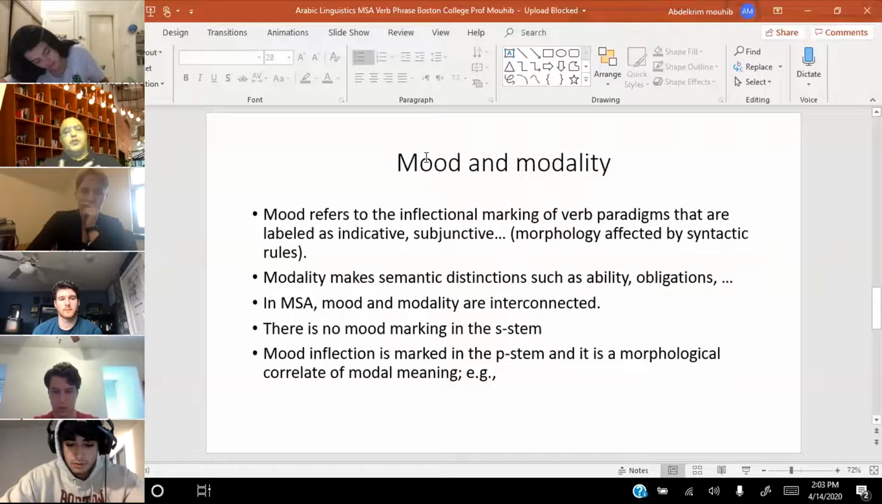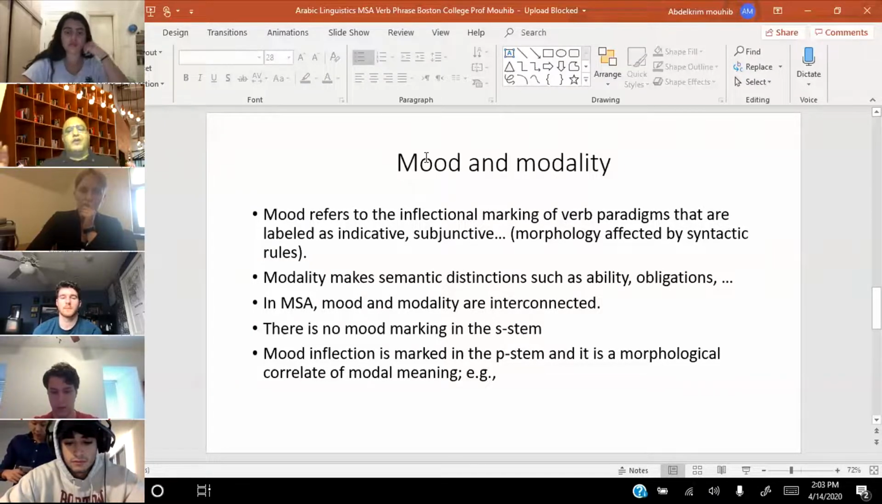Things that we should know also about mood is that there is no mood marking in the S stem, and I will show you examples. Mood inflection is marked in the P stem, and it's a morphological correlate of modal meaning. I repeat, there is no mood marking in the S stem, right? Why is that? Think of English. Because when you say S stem, you're talking about past, completedness.